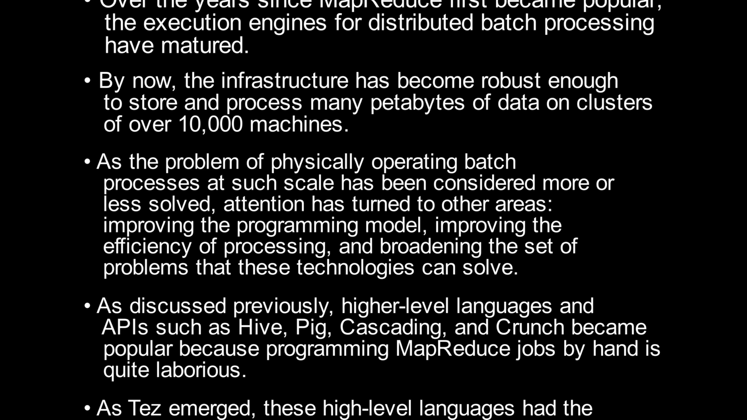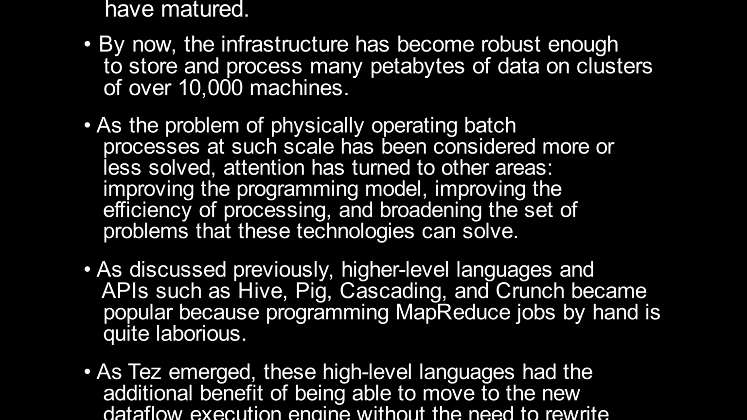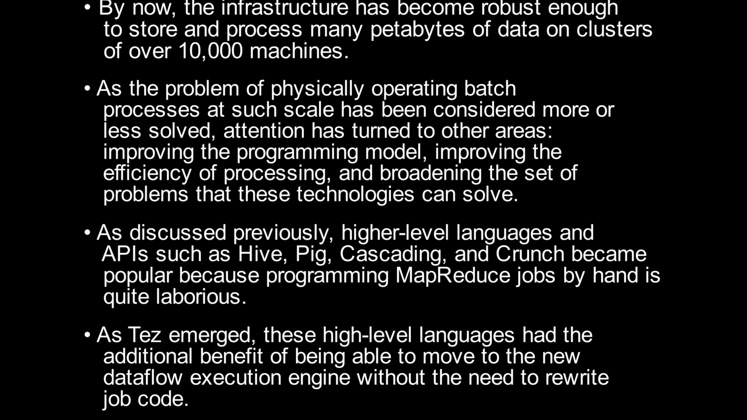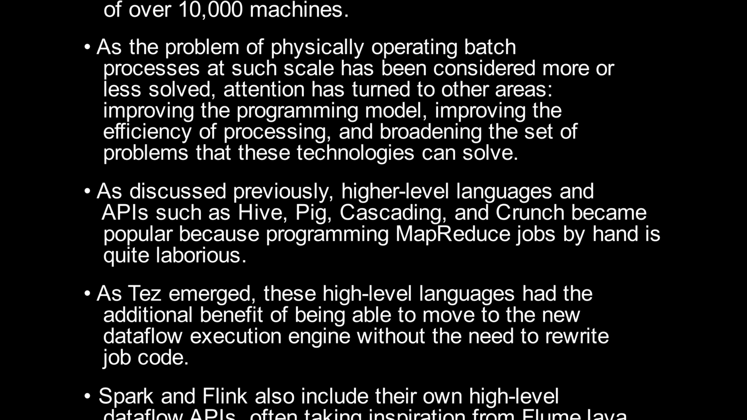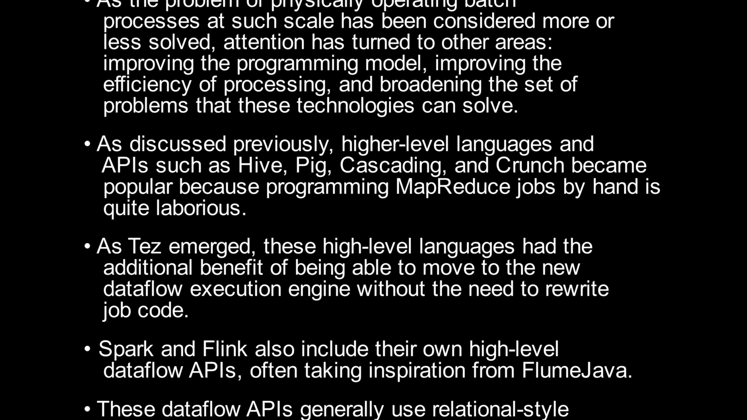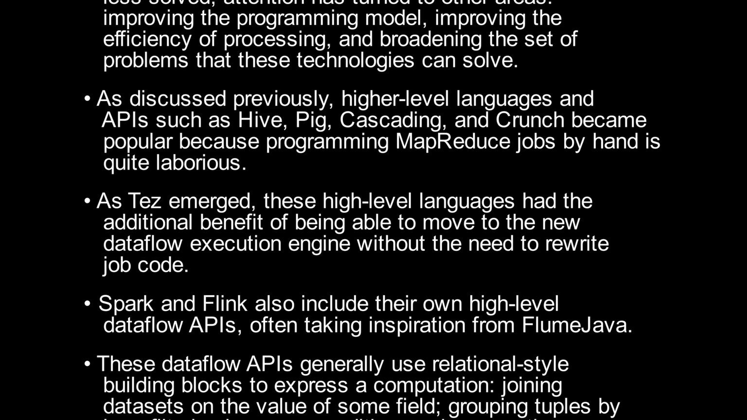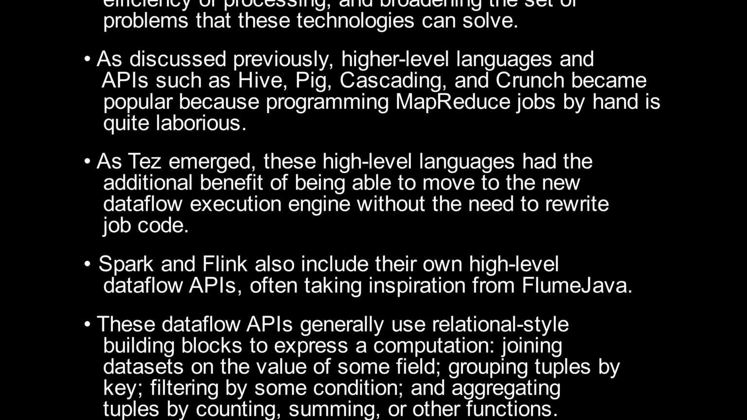As discussed previously, higher-level languages and APIs such as Hive, Pig, Cascading, and Crunch became popular because programming MapReduce jobs by hand is quite laborious. As Tez emerged, these high-level languages had the additional benefit of being able to move to the new dataflow execution engine without the need to rewrite job code. Spark and Flink also include their own high-level dataflow APIs, often taking inspiration from FlumeJava.